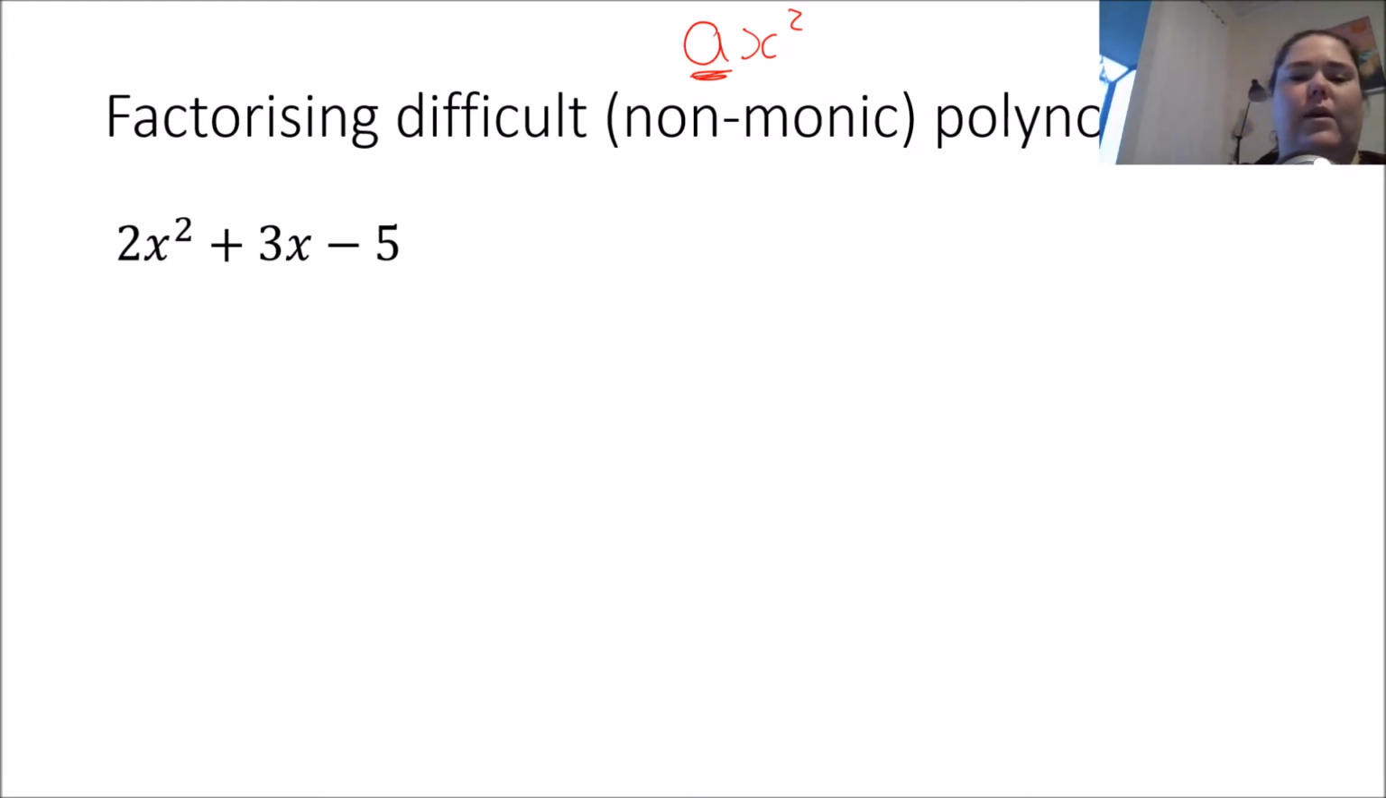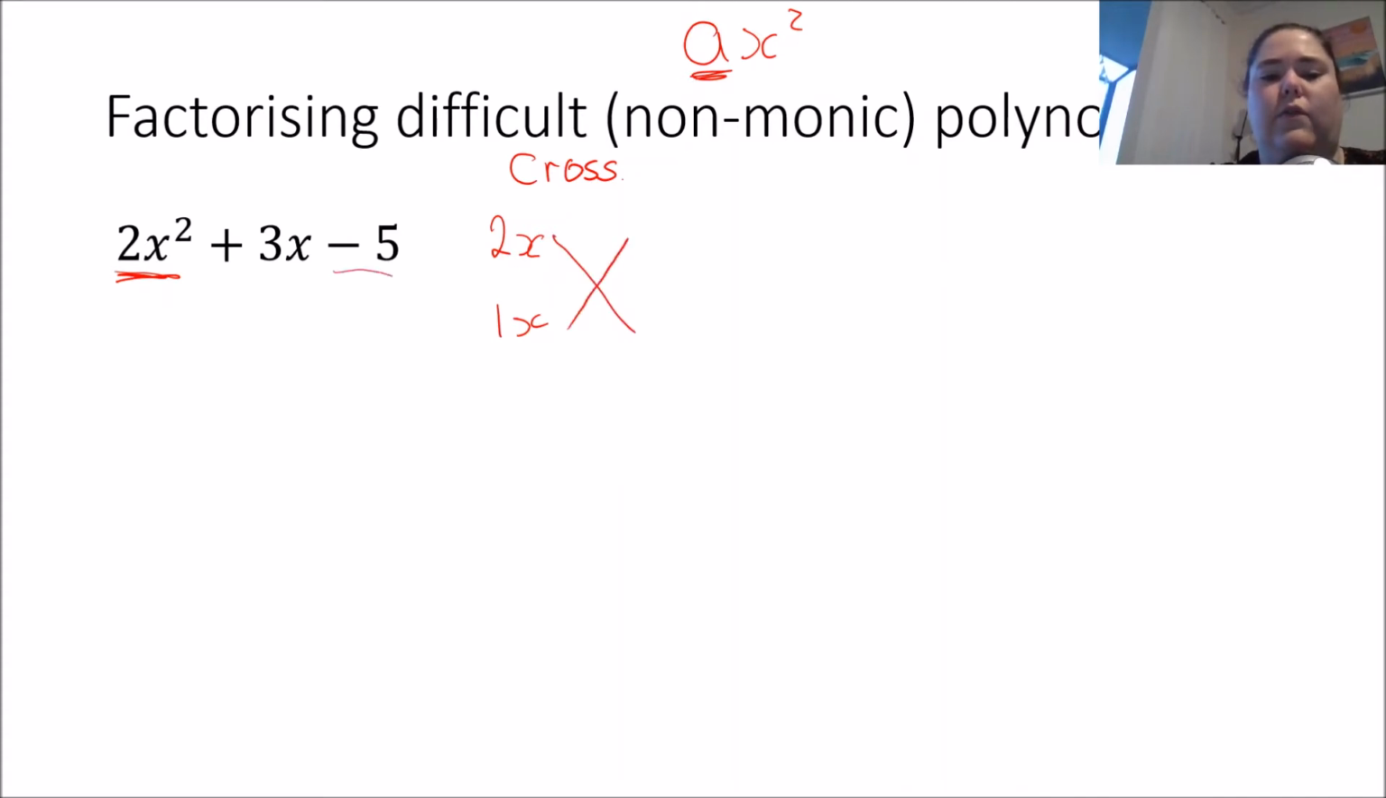So if we're doing the cross method, you need to look for two things that multiply together to give you 2x squared. So 2 times 1 is the only way to get the number. X times x is the only way to get x squared. And then we put our little cross.